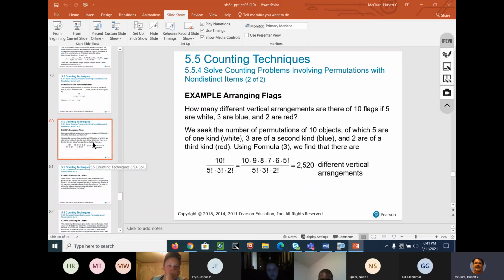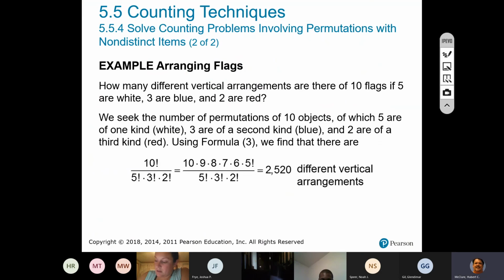Here it is. So go ahead and write this one down. There's only one problem. Since I am a veteran and an NRA member, I'm going to say red, white, and blue. I don't live in France. It says white, blue, and red. I live in America, and 2 are red, 5 are white, and 3 are blue.